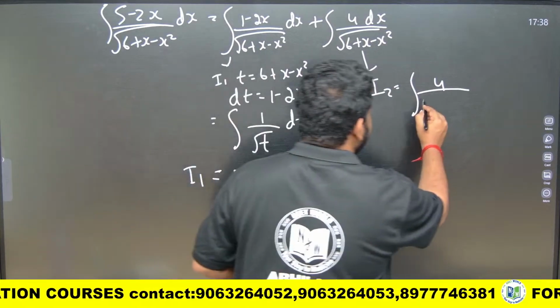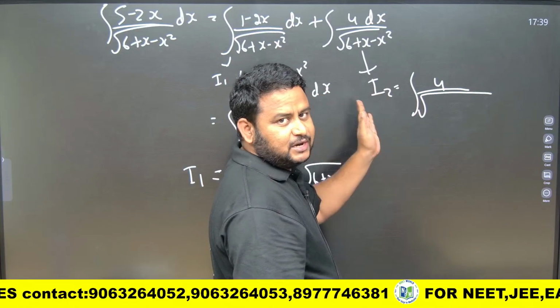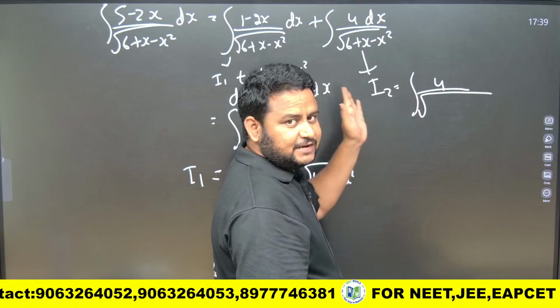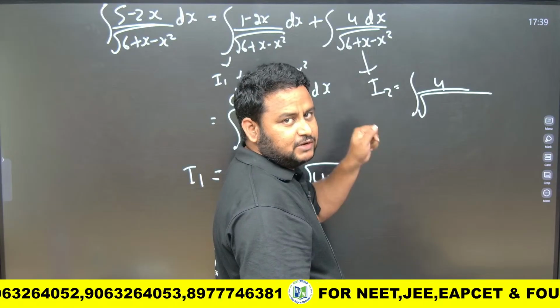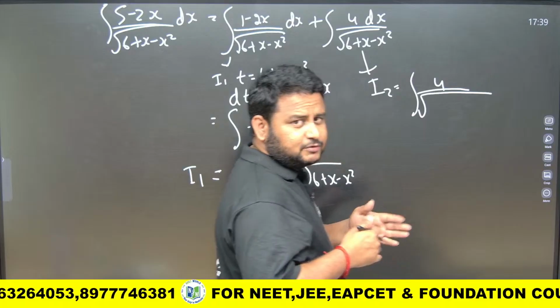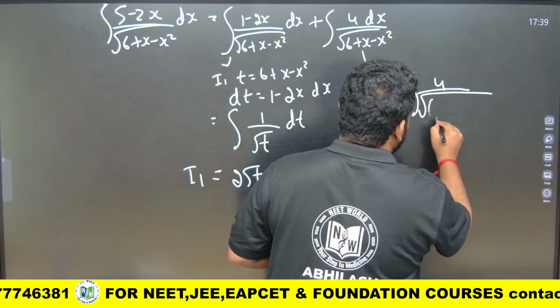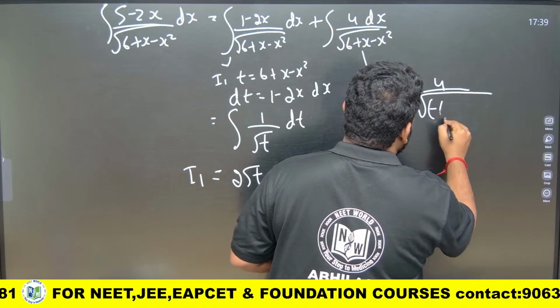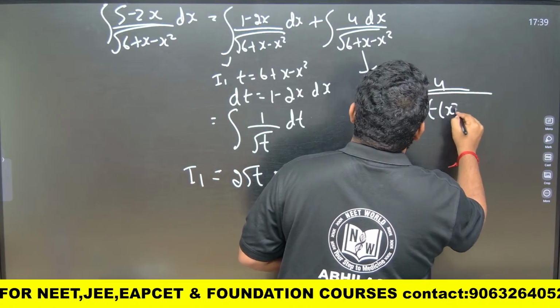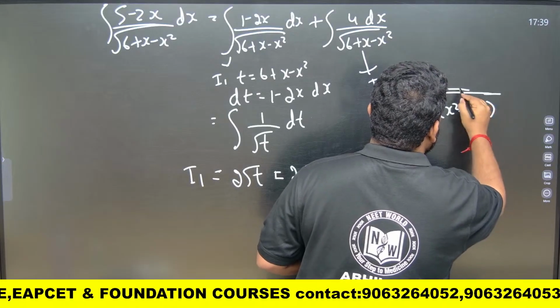So this becomes, within the square root only I should take minus outside. If I take the minus outside the square root, it will become square root of minus 1. Square root of minus 1 is nothing but equal to iota, that is i. That you have learnt in the complex numbers chapter. So I will keep minus outside here. This becomes x square minus x minus 6.